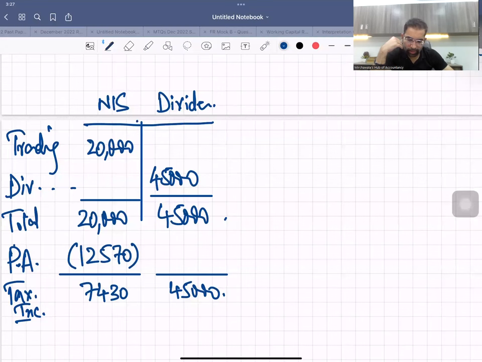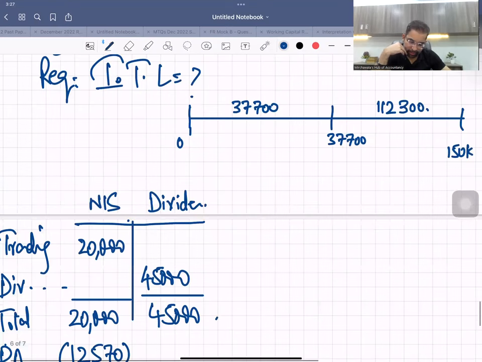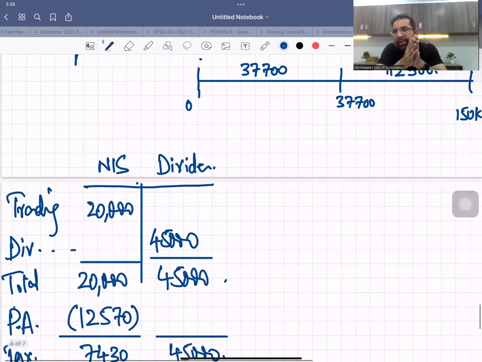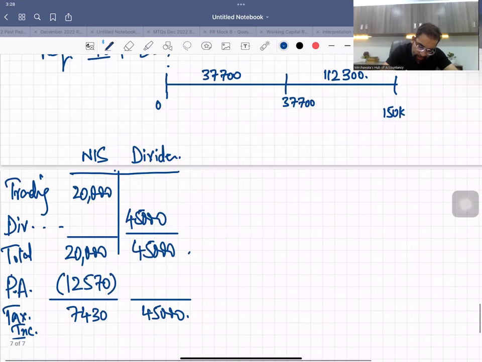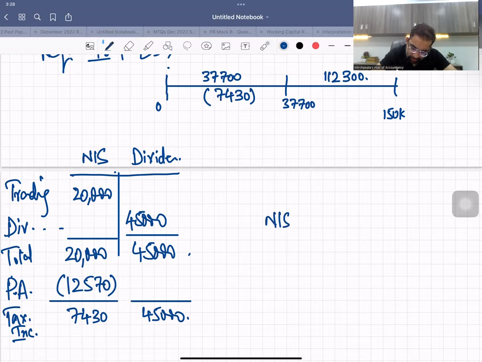Okay. Now let's do the taxation calculation. First of all, we always start tax calculation with non-saving. So non-saving income is 7,430. You will pick this non-saving income and you'll knock the first band. The capacity of first band is 37,700. So yes, it's a very big capacity and very low income. You have income of only 7,430. So it will easily come in this band. And now what is the tax rate? You will write non-saving income here, 7,430. And what is the tax rate of first band?